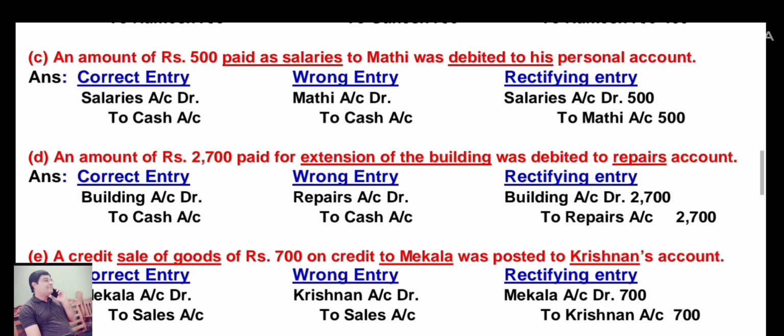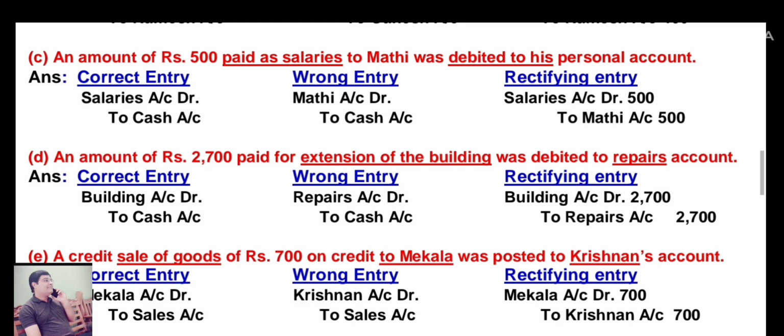An amount of rupees 500 paid as salary to Maruti was debited to his personal account. So you paid salary. Normally when you pay salary, what is the correct entry? Salaries account debit to cash account. But wrongly what did he do? He debited his personal account. He debited Maruti account. So the wrong entry is Maruti account debit to cash account. So to cash is right. Only on the debit side they made the mistake.